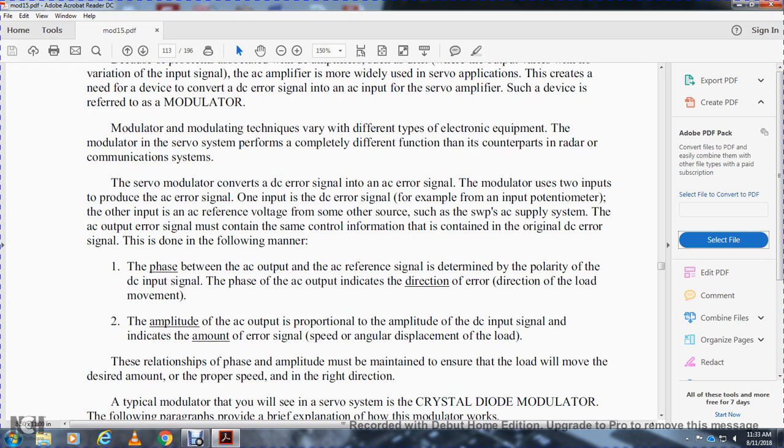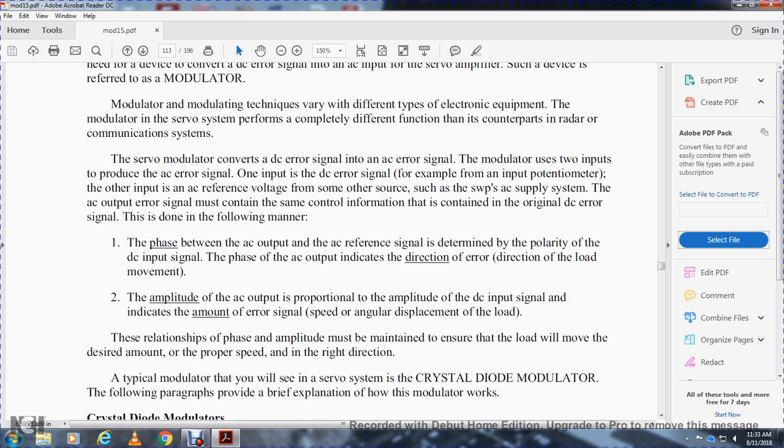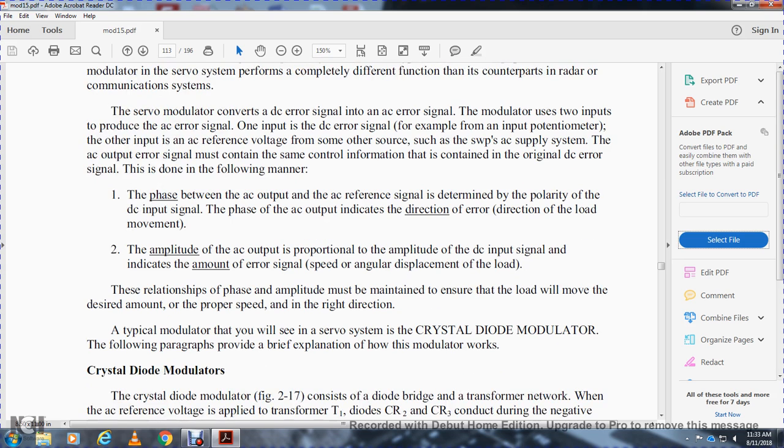The AC output error signal must contain the same control information that was contained within the original DC error signal, done in the following manner. The phase between the AC output and the reference signal is determined by the polarity of the DC input signal. The phase of the AC output indicates the direction of the error, the direction of the load movement. The amplitude of the AC output is proportional to the amplitude of the DC input signal and indicates the amount of the error signal, the speed and angular displacement of the load. These relations of phase and amplitude must be maintained to ensure the load will move the desired amount, with the proper speed, in the right direction.